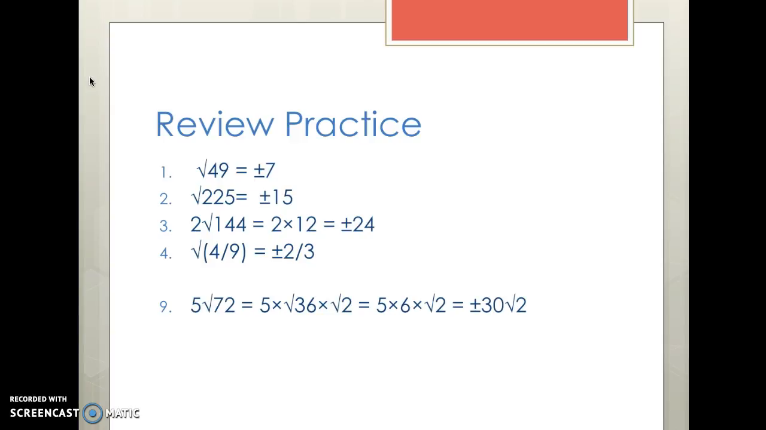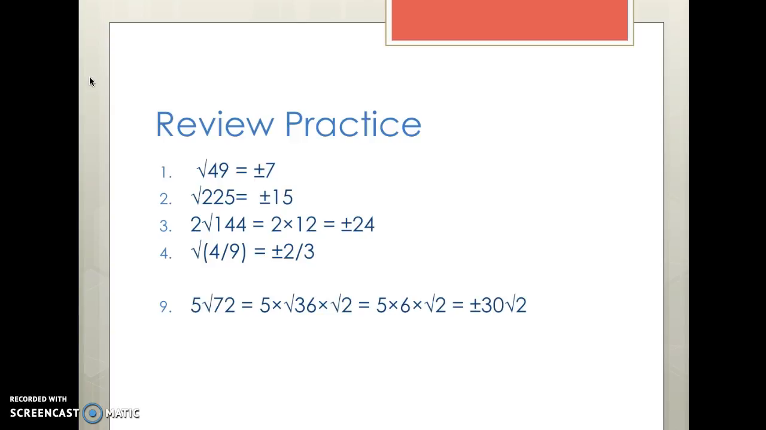Next, at number 9 on your note sheet, we have 5 times the square root of 72. So 72 is not a perfect square. In case number 2, it says when we don't have a perfect square, we break the radical down using the largest perfect square, then we take the square root of that perfect square and leave whatever's left over under the radical symbol. So the largest perfect square in 72 would be 36.